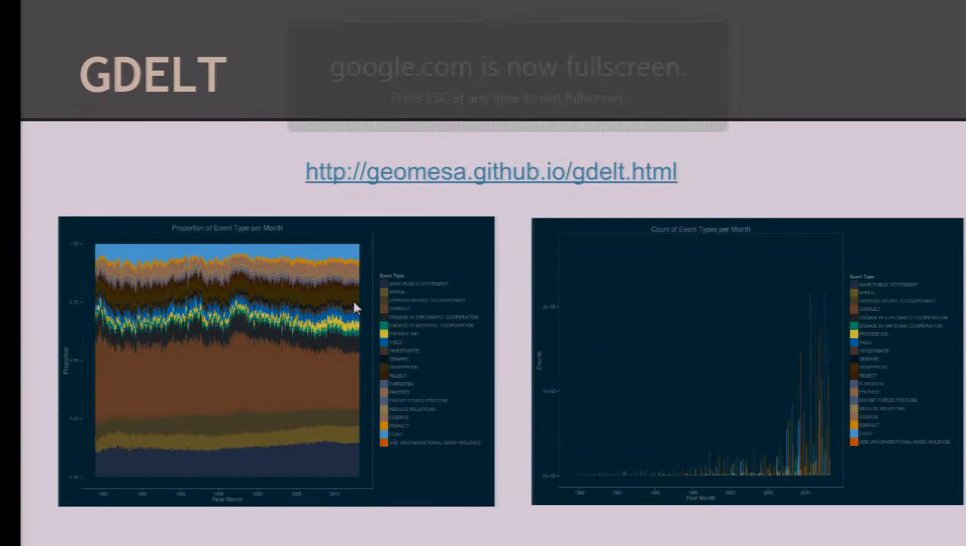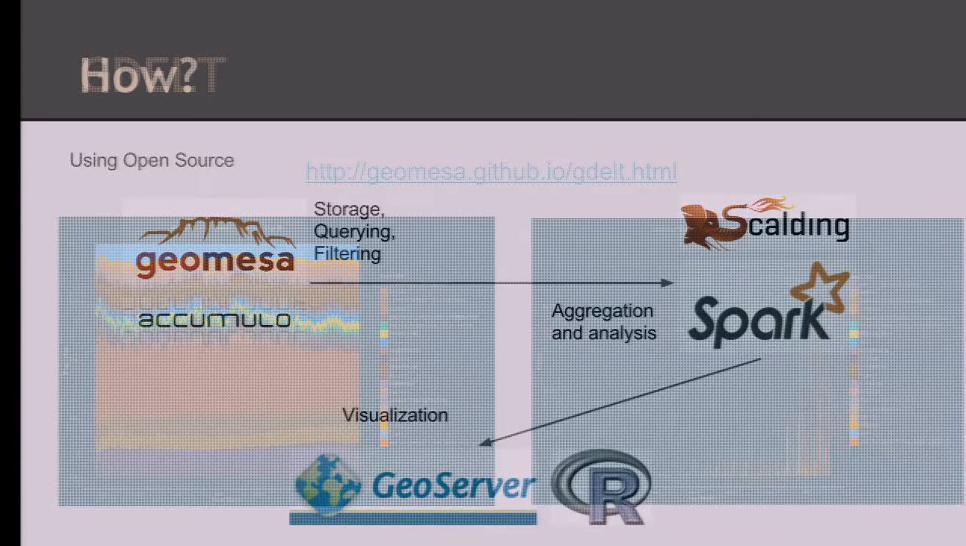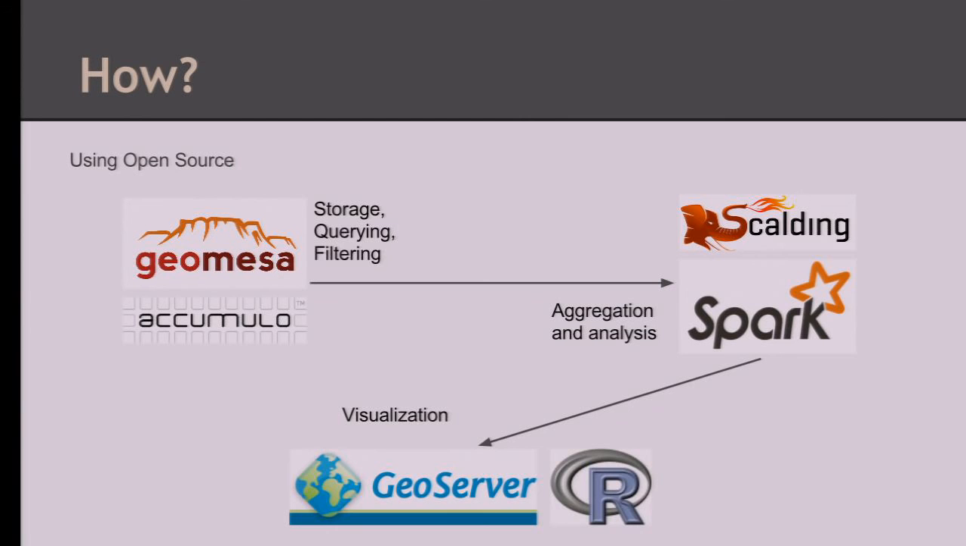OK, so I did some summary stats of this data set. On the left here, you're seeing the proportion of the different types of events over the entire time period. One thing that I found kind of curious here was that the intent to cooperate has a slight upward trend, but actually engaging in diplomatic cooperation has a slight downward trend. And anyway, I stopped there. That's the volume of data over time. There's obviously much more data recently. That's not very surprising. So how did I do this analysis on Tuesday?